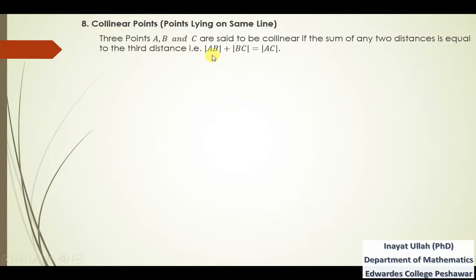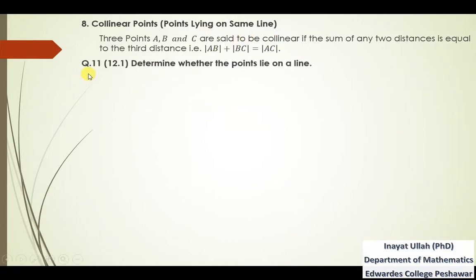So if the sum of those two distances is equal to the third distance, then we say that the points are collinear, otherwise not.